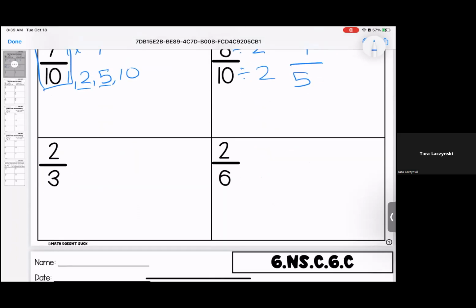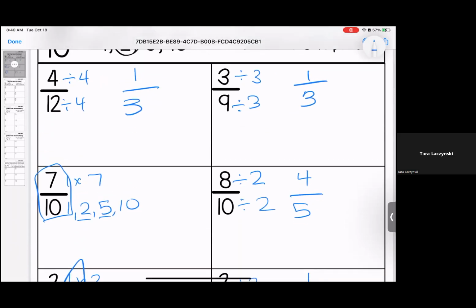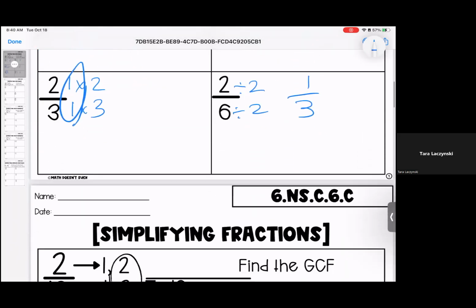Down here, 2/3, they're both prime numbers, so the factors are 1 and 2, 1 and 3. The only common factor they have is 1, so this is simplest terms. And then 2 and 6 can both be divided by 2. 2 divided by 2 is 1. 6 divided by 2 is 3, 1/3. That's the end of our first page. Please bring any questions that you have with you to class.